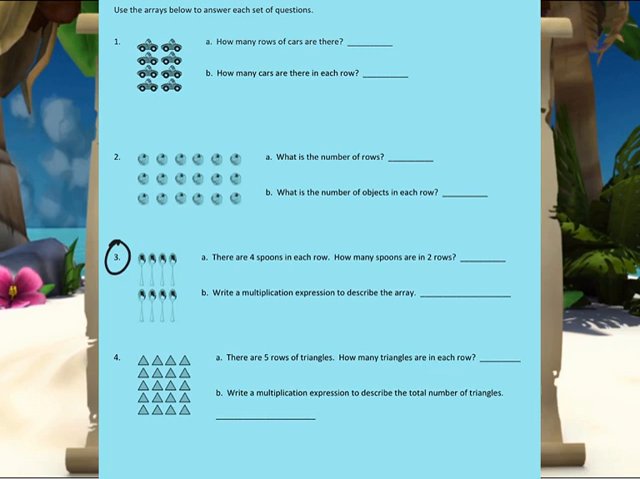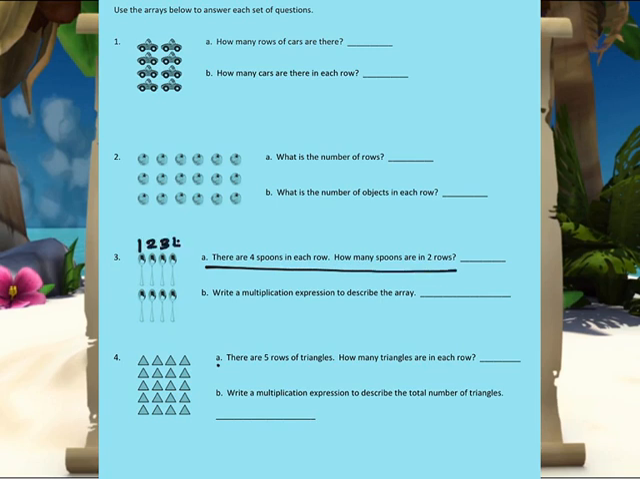Okay, the next question is question number 3. There are 4 spoons in each row. How many spoons are in 2 rows? So they're asking us to find how many spoons are in 2 rows. So this is the first row and this is the second row. Okay? So let us count how many spoons are in 2 rows.